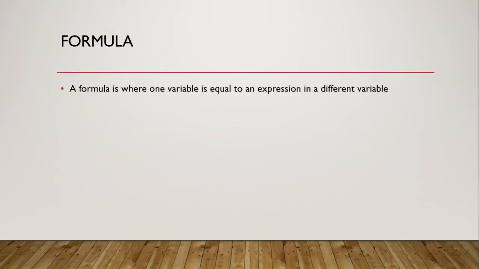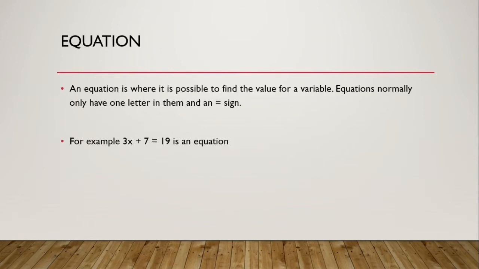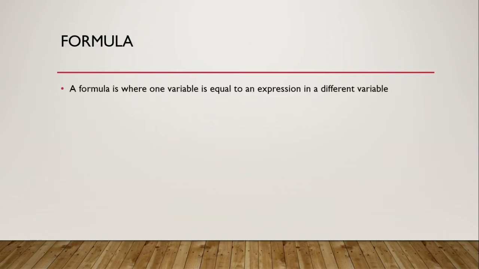Formula. What is a formula? A formula is where one variable is equal to an expression in a different variable. So we can say a formula is similar to an equation, but it starts off with a variable. Like the previous one, 3x plus 7 is equal to 19. That's an equation, because it's equal to a number. But our formula starts off with a variable. So it's basically a combination of variables.